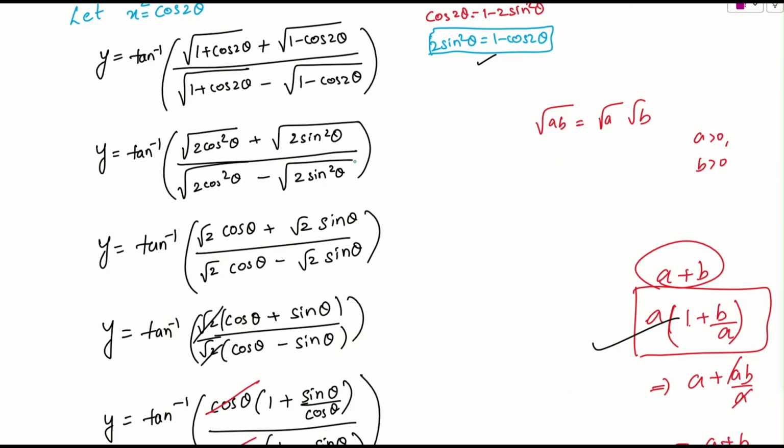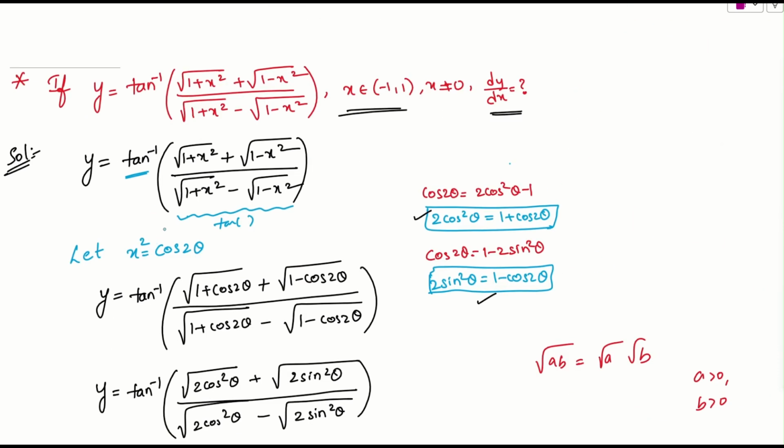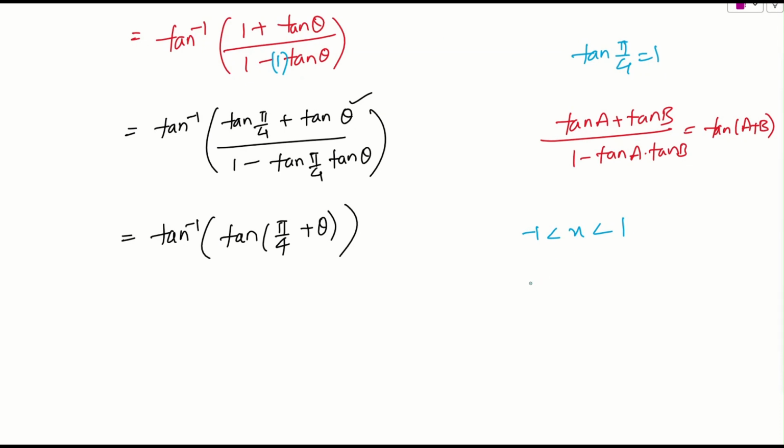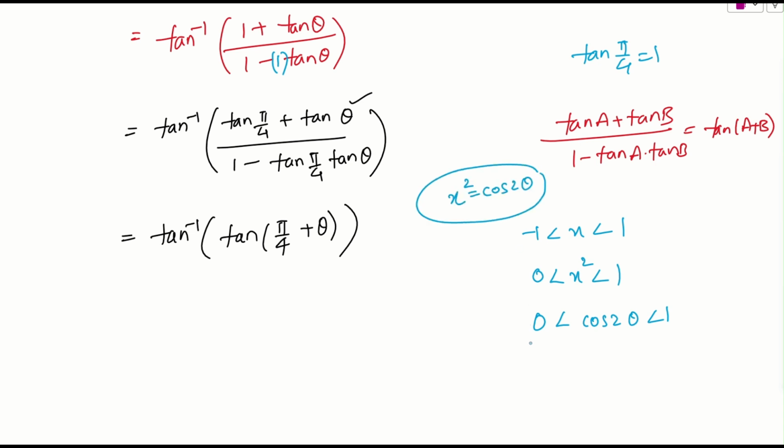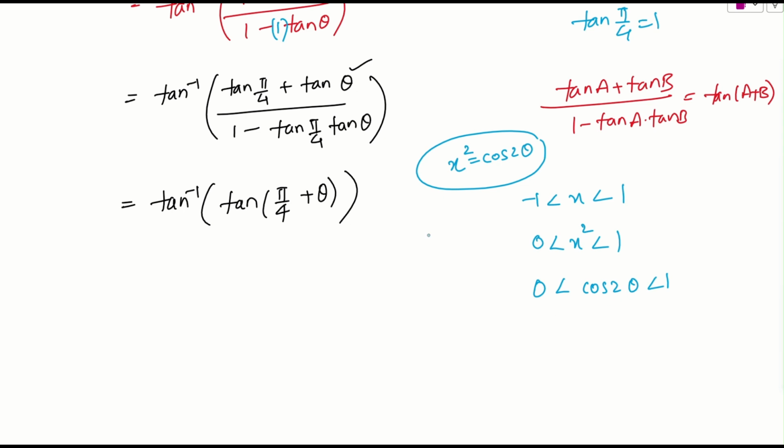What is theta? x square is equal to cos 2 theta. If I do x square, we can say that it lies between 0 and 1. So in place of x square, I can simply replace cos 2 theta. So 0 is less than cos 2 theta, which is less than 1. Are you getting my point? Because I have taken the substitution x square equals cos 2 theta. Is it okay? So now let us continue. What will happen to pi by 4 plus theta for this? Okay, let me do it.